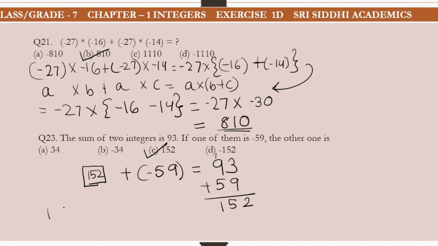So for verification, you can remove this bracket to check. So 152, if you remove this bracket, plus outside minus inside means it will be minus. So minus 59. So minus 59 means we need to do subtraction here. So if we subtract here, we need 12. 12 minus 9 is 3. Then what remains here is 14. 14 minus 5 is 9. So the answer becomes 93. So it's correct. 152 is the correct answer for question number 23.